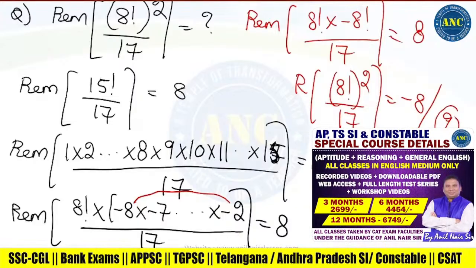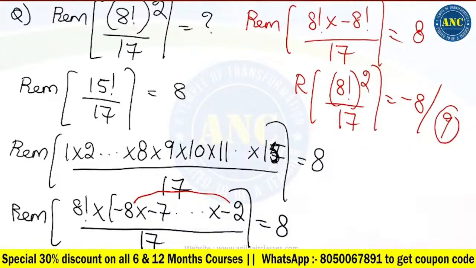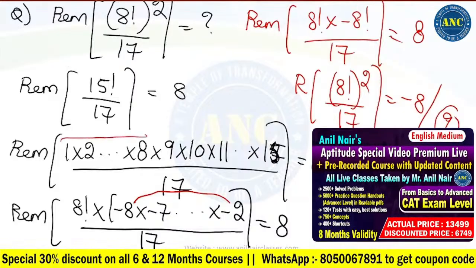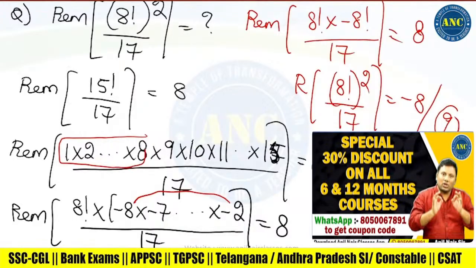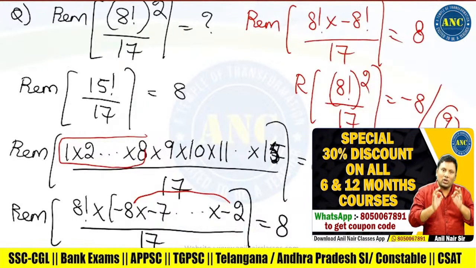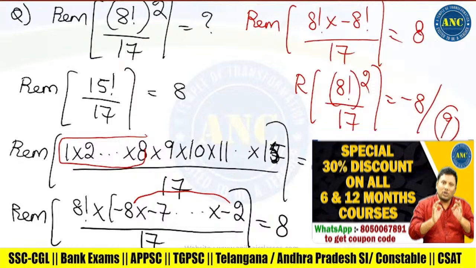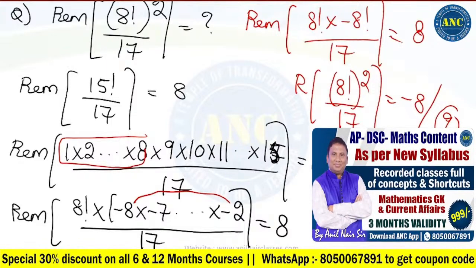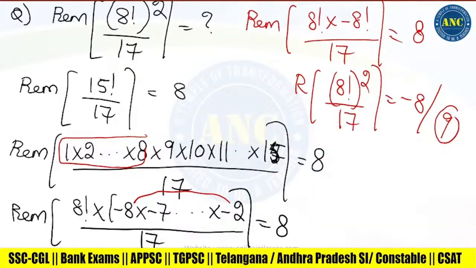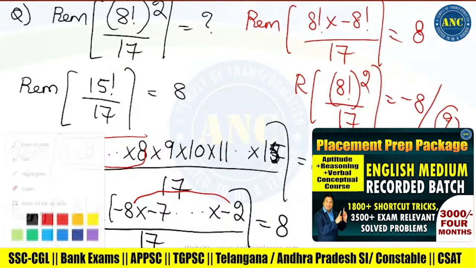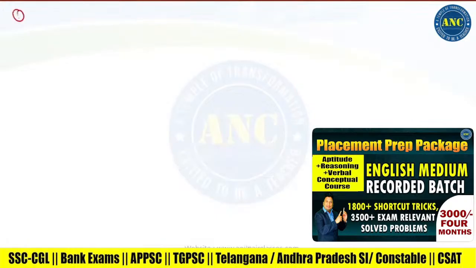15 factorial is 1 into 2 and so on up to 15. These are nothing but 8 factorial, then 9 by 17 is minus 8, minus 7 and so on up to minus 2. Another 8 factorial is coming. From 2 to 8 total 7 negatives are there. So we got minus 8 factorial. Now another question let us solve.